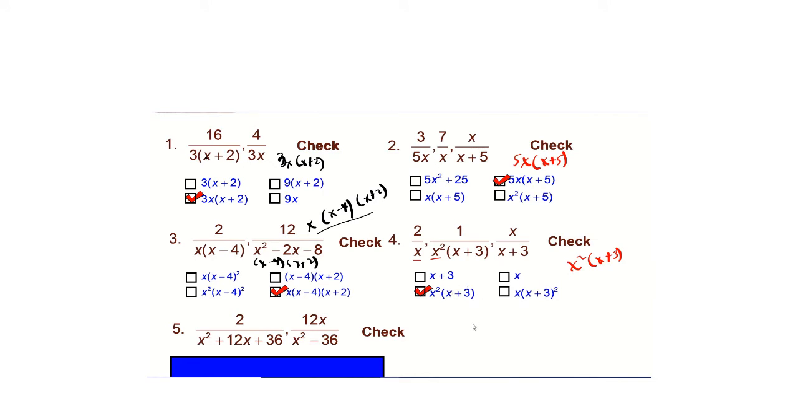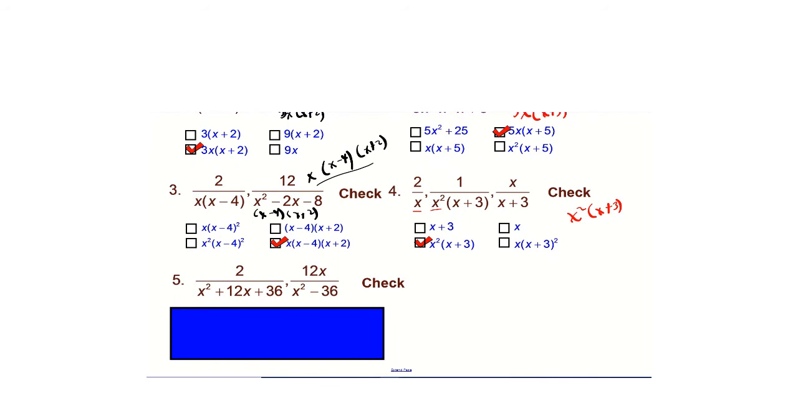X squared onto x plus 3. All right, one more. So this one's got some more factoring in it. Let's factor it. So the denominator of this one would be x plus 6 times x plus 6. So that's x plus 6 squared. This one is difference of squares. X take away 6, x plus 6.